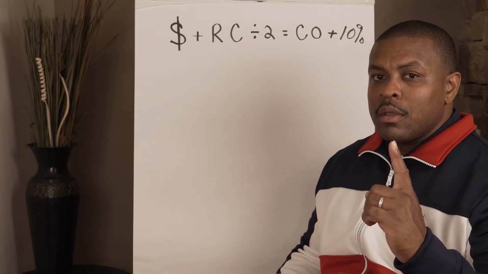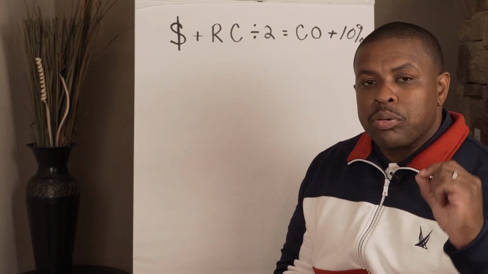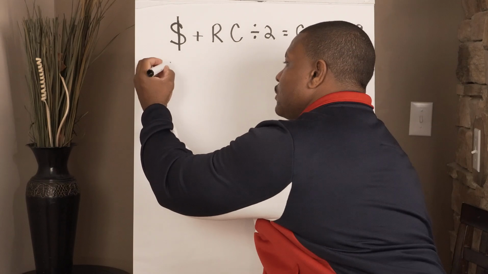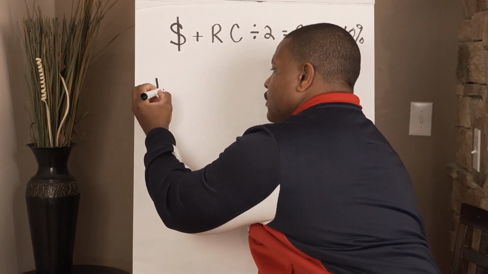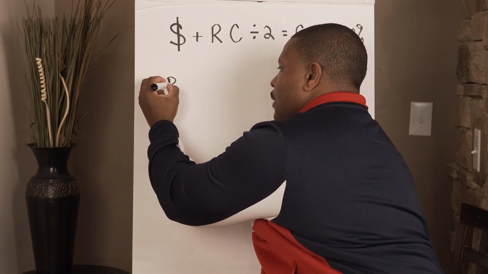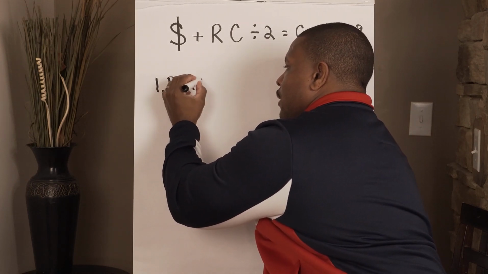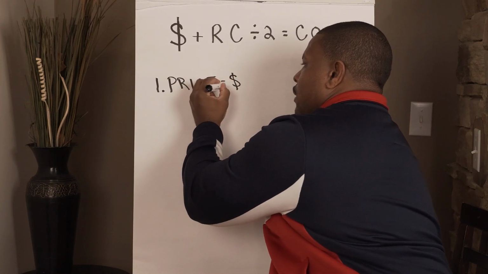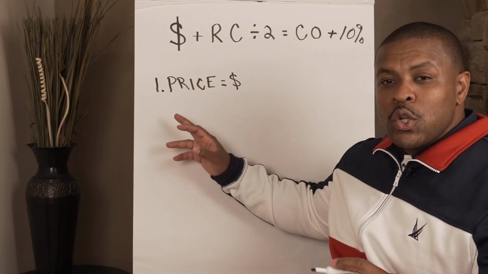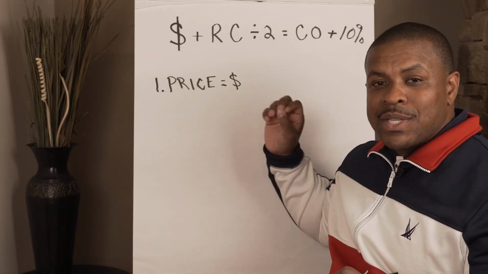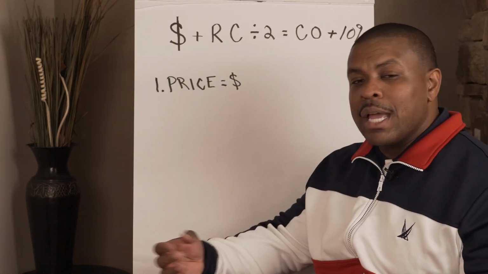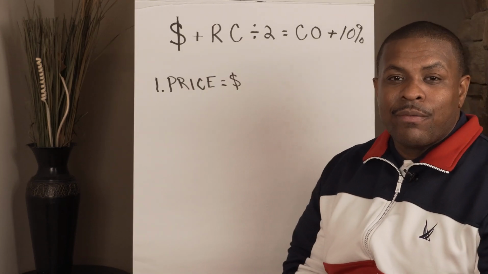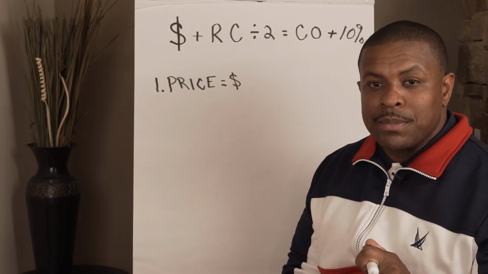Really simple. The $ stands for the price of the property. Let's go ahead and write that out. So once you have the asking price from the seller, then you can negotiate this type of deal. So what does RC stand for? It stands for rental comps. Let's write that out.